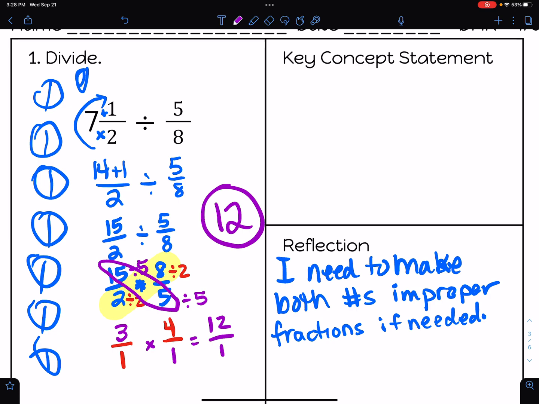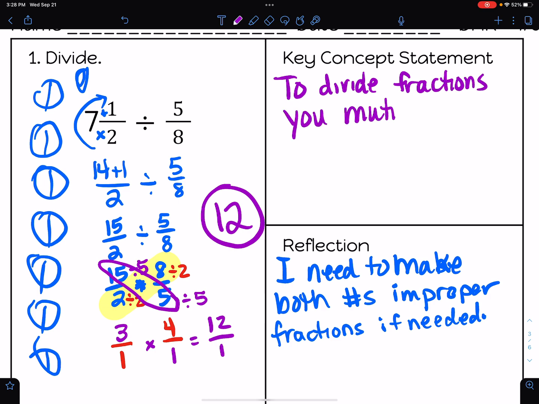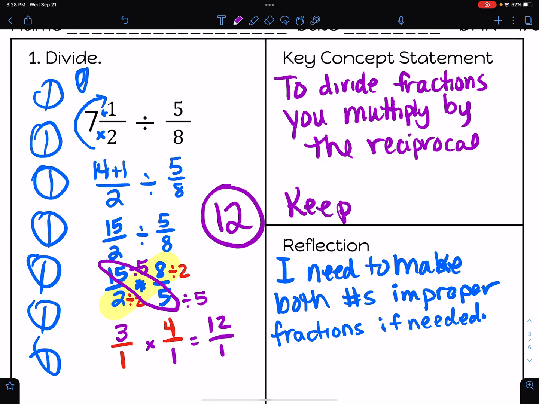That's very interesting. Okay, if you need to pause, please do so. Your key concept is to divide fractions. You multiply by the reciprocal, which is keep, change, flip. Push pause if you need to, otherwise, moving on.